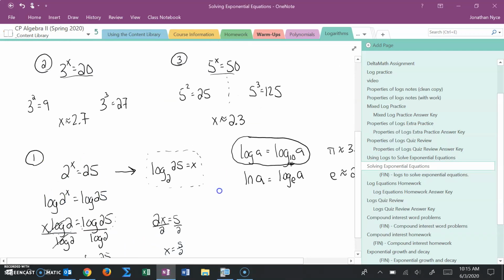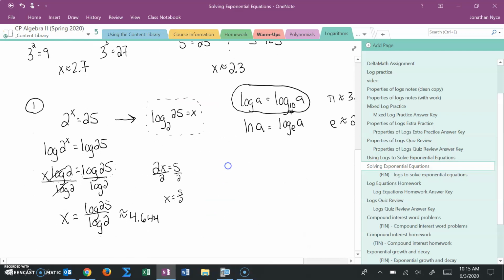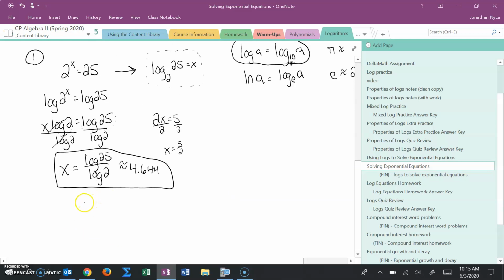Which, if we look at our guess up here, we know it had to be 4 point something. And 4.6 is actually a pretty good guess. So you might see in a textbook, this is what's called calculator ready form, because you've done all the algebra and you're ready just to put it in the calculator.